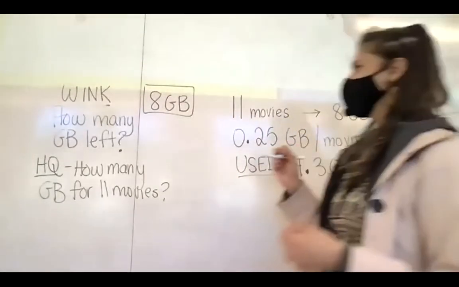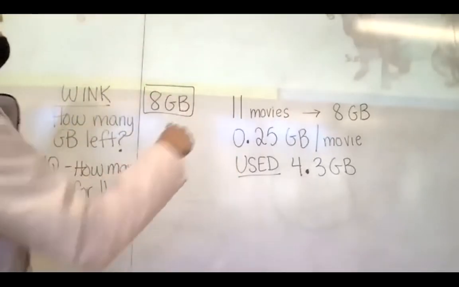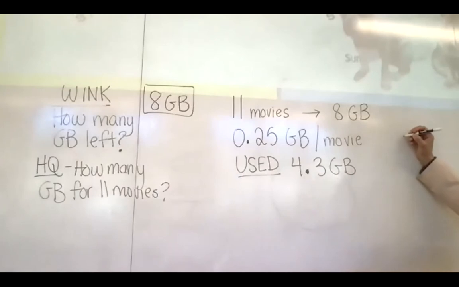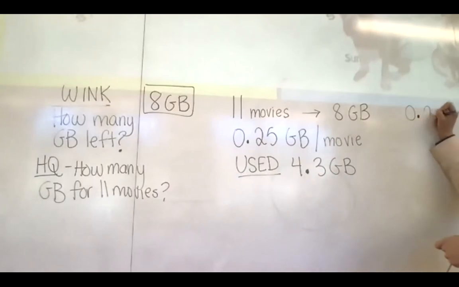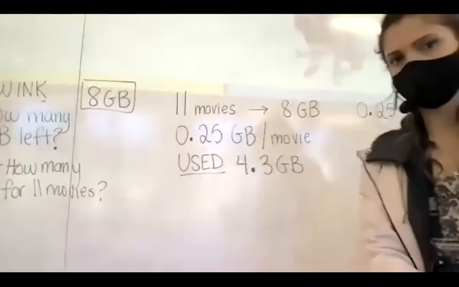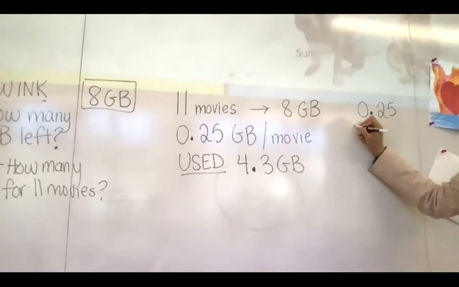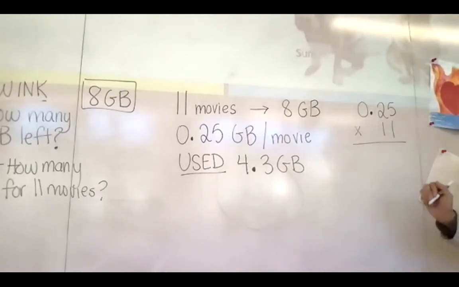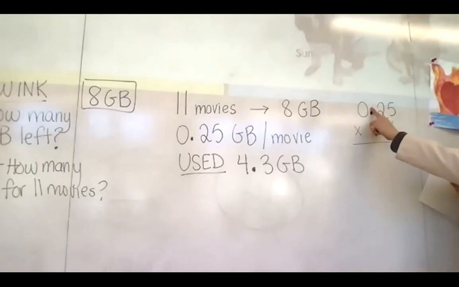Multiplication. So let's take 25 hundredths of a gigabyte times 11 movies. And I'm going to write my work over here. I'm going to put my 25 hundredths up top because I've got 3 digits, and I'm going to put my 11 down below. Let's multiply. Remember, when you're multiplying, you don't have to worry about that decimal point until the end. So it's really going to be 25 times 11.